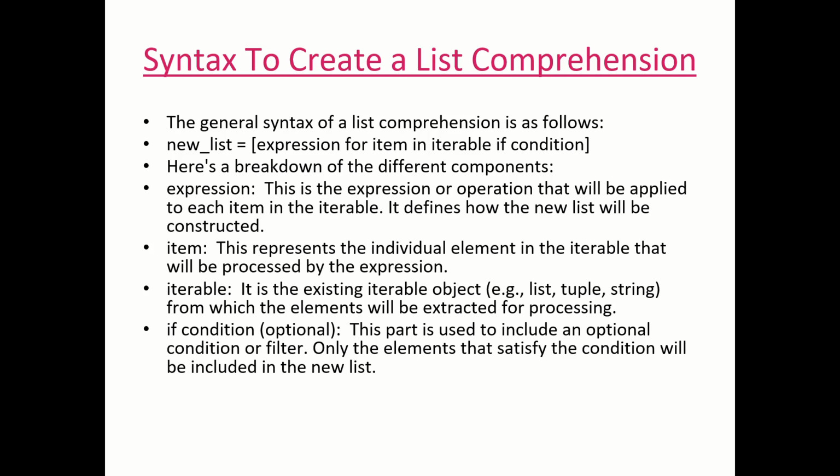Item. This represents the individual element in the iterable that will be processed by the expression. Iterable. It is the existing iterable object, example list, tuple, string, from which the elements will be extracted for processing. If condition. This part is used to include an optional condition or filter. Only the elements that satisfy the condition will be included in the new list.